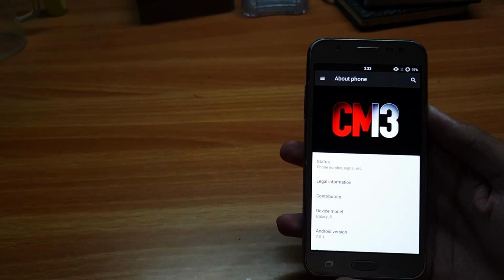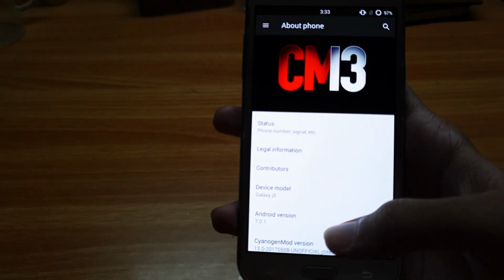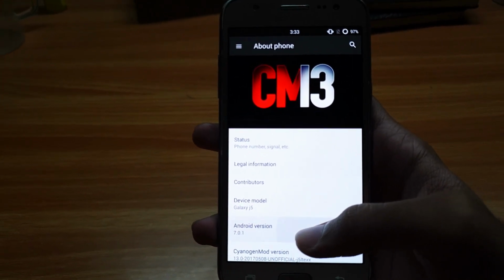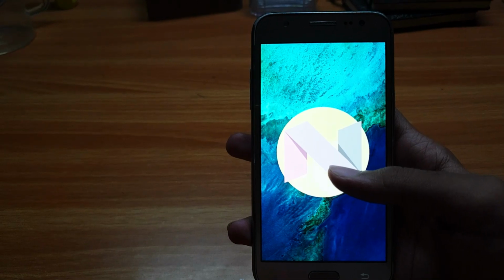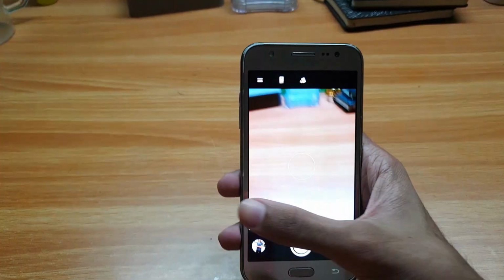Just to show that this is CM13, not built over Nougat, the Easter egg and the Android versions are fake. I wonder what would happen if I... Yep. It's the Marshmallow game.